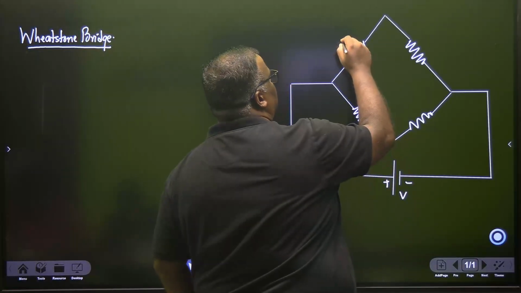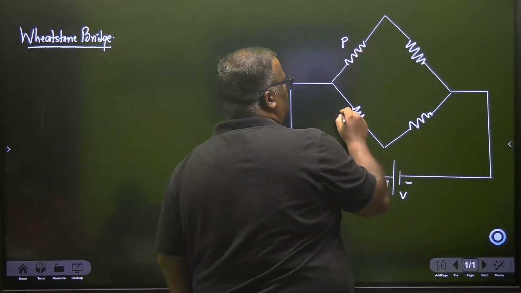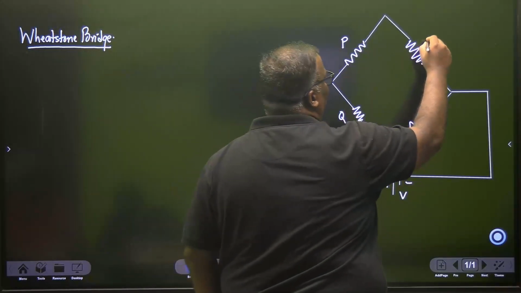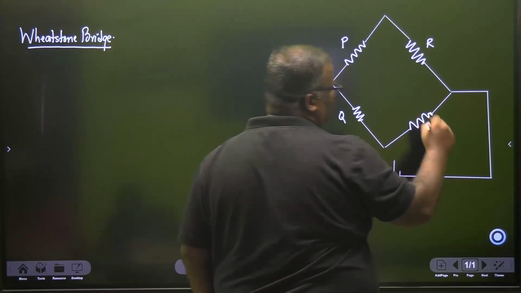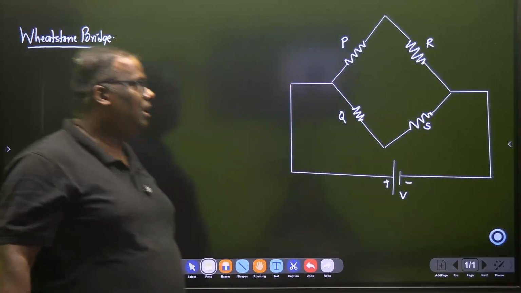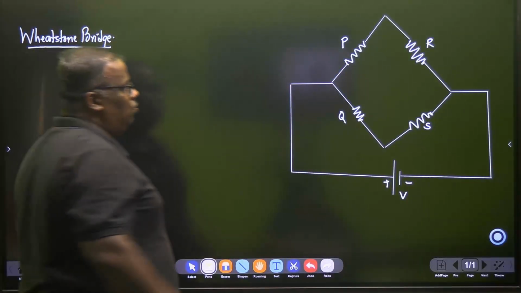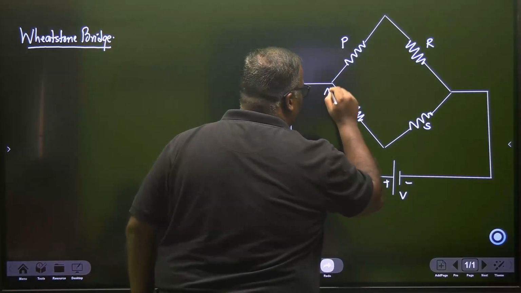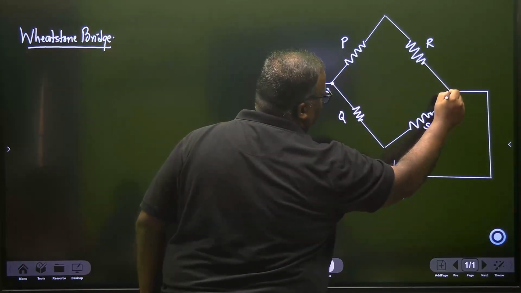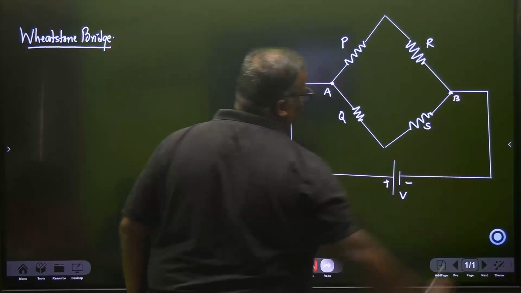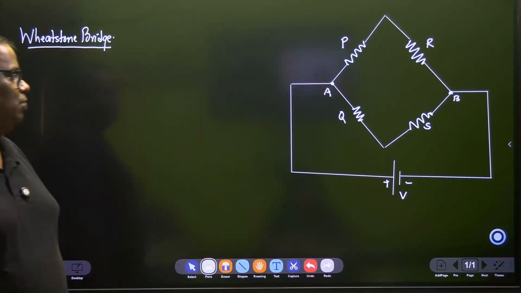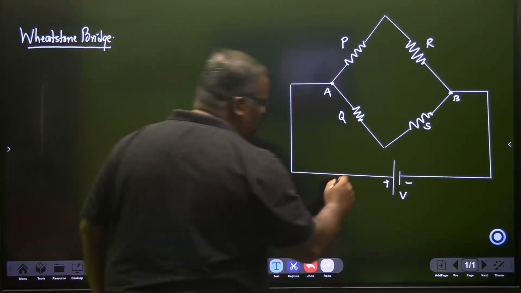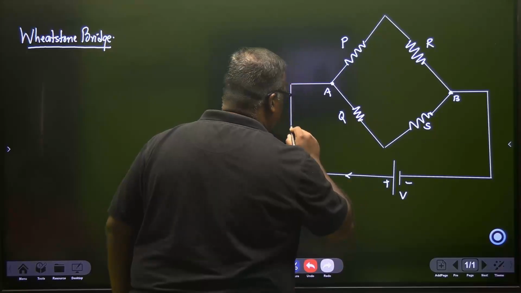So we call them, say, P, Q. Typically, we have learned this way: R1, R2, whatever you say, P, Q, R, S. So we see one junction A out here, and we see another junction B. First, understand Wheatstone bridge, and meter bridge becomes very easy to understand. And then what we do, we trace the path of the current.